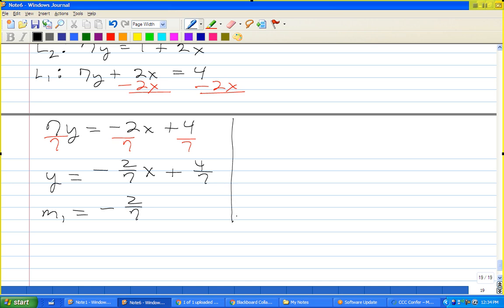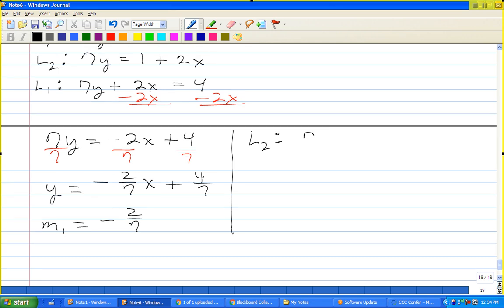Let's look at the second line. 7y is equal to 1 plus 2x. Let's solve for y. So let's divide every term by 7. So I have that y is equal to 1/7 plus 2/7 x. So the second line has a slope of positive 2/7.